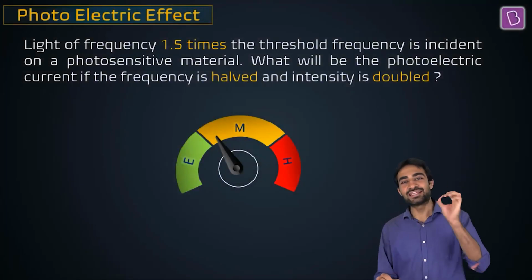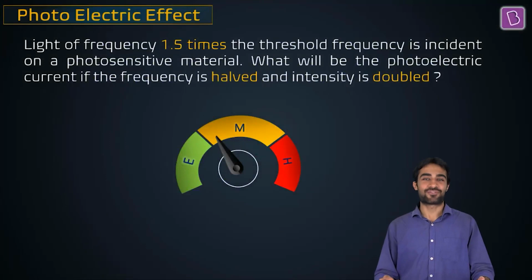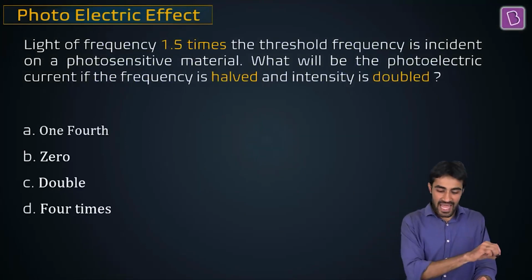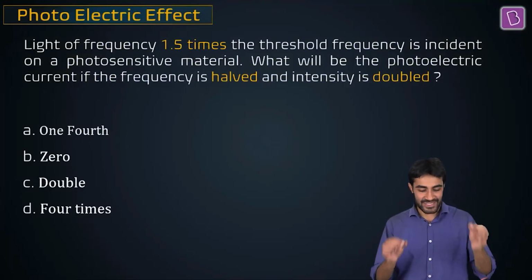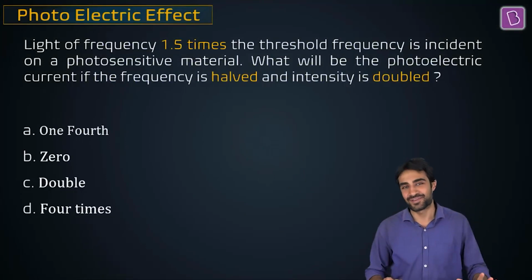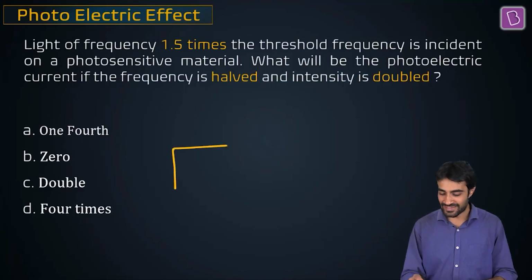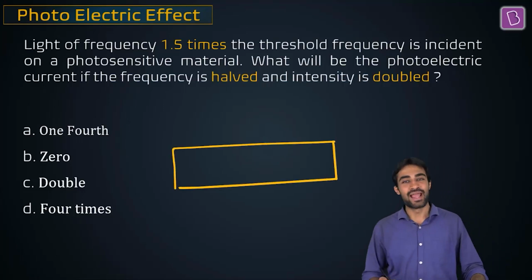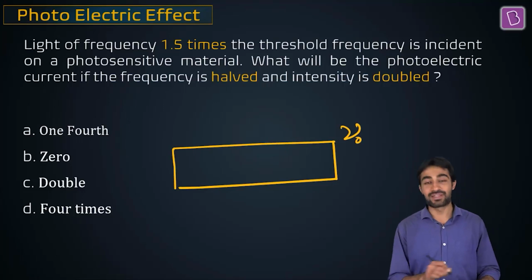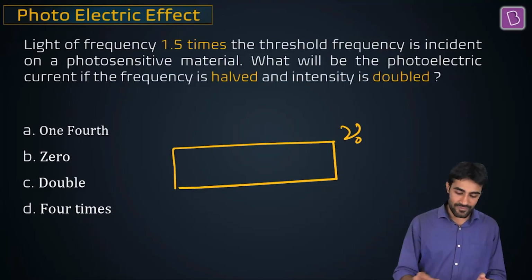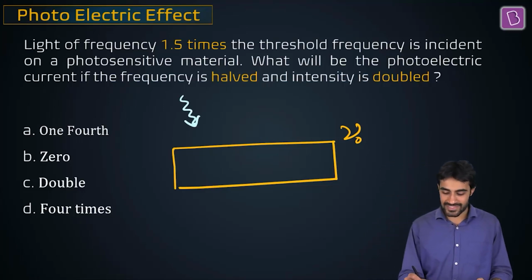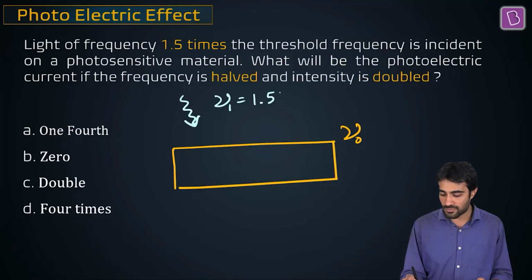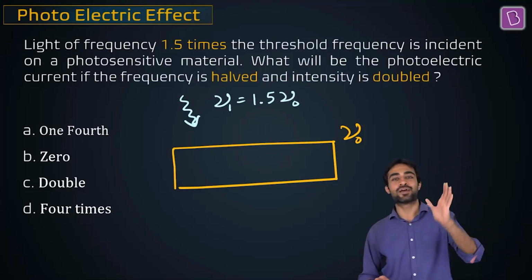Let's have a look at this question on photoelectric effect. The question says light of frequency 1.5 times the threshold frequency is incident on a photosensitive material. So we have a photosensitive material, and let's say the threshold frequency is mu naught. Now we incident some light on this material like this. This light is of frequency mu 1, which is 1.5 times mu naught. This is given in the question.